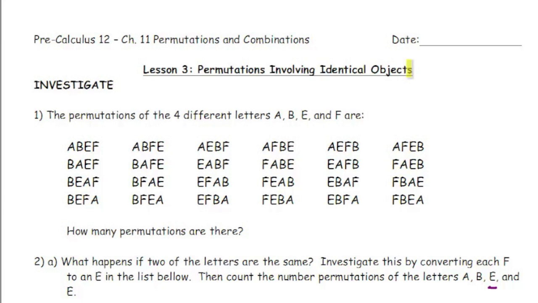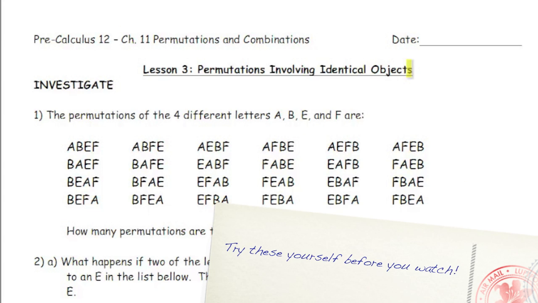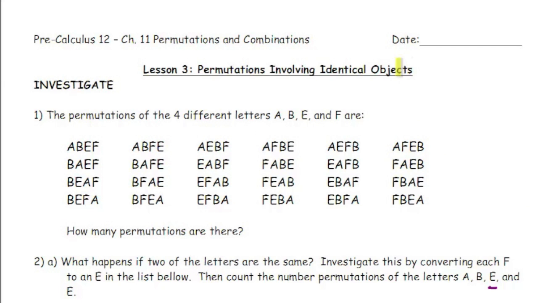Mr. Gibson here today to talk to you about lesson 3 in our unit on permutations and combinations. So, aptly titled, Permutations Involving Identical Objects. Well, what do we mean by identical objects? This is a silly question to ask, yet let's go with it anyway.